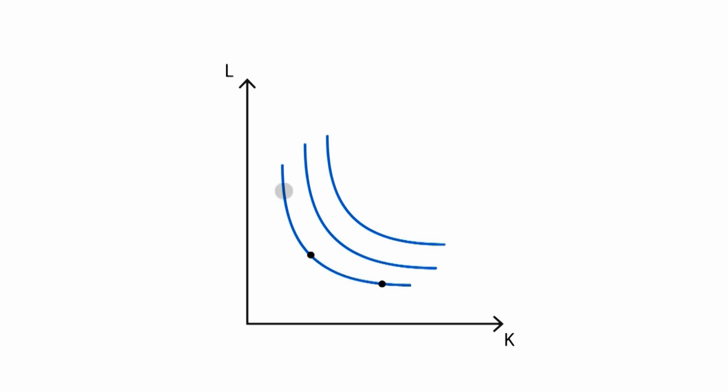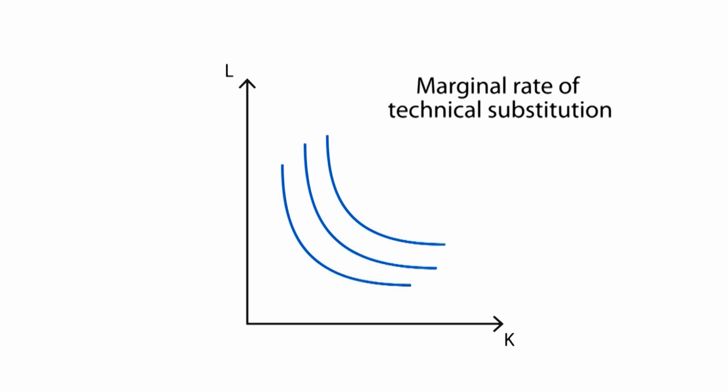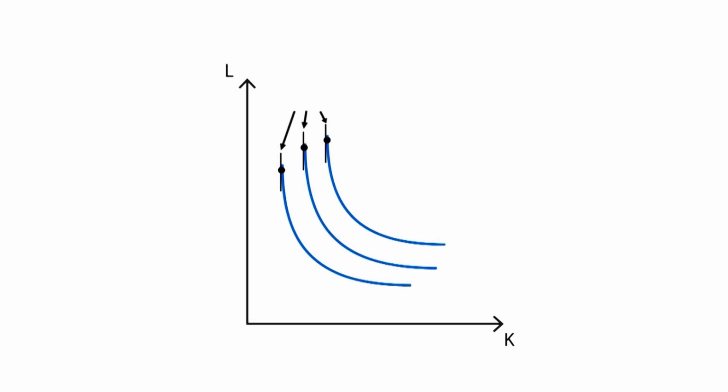These curves join all points which report the same level of output. What changes is the combination of the production factors. They are known as isoquant curves. It's worth mentioning the marginal rate of technical substitution, which is the slope of the curve in each of its points. These lines correspond to a marginal rate of technical substitution equal to infinity. These horizontal lines correspond to a marginal rate of technical substitution equal to 0.